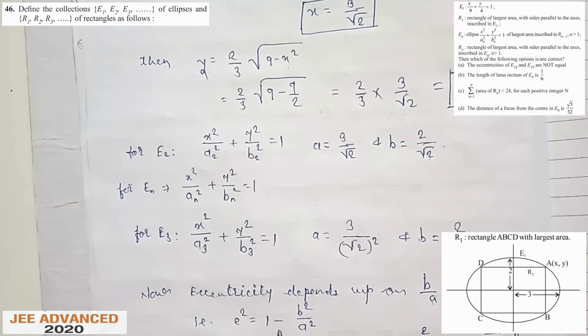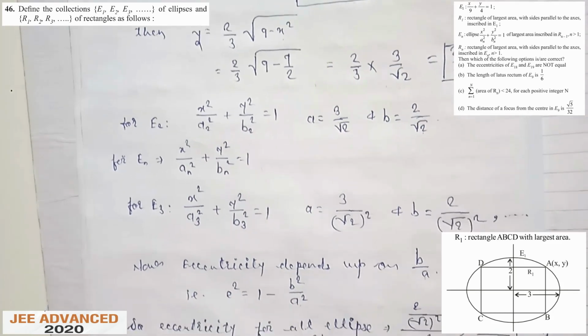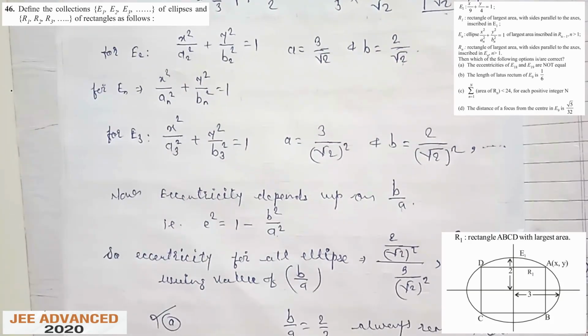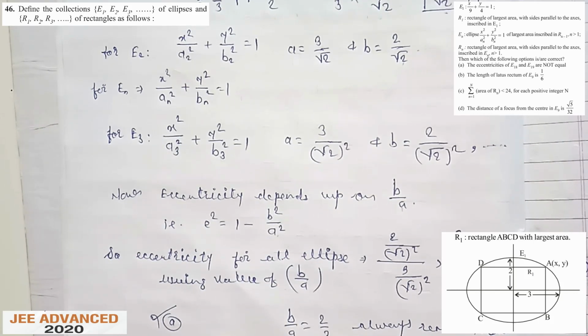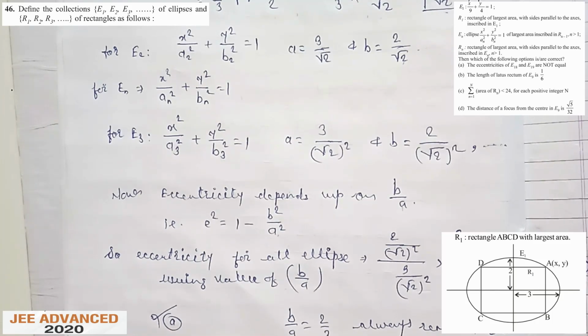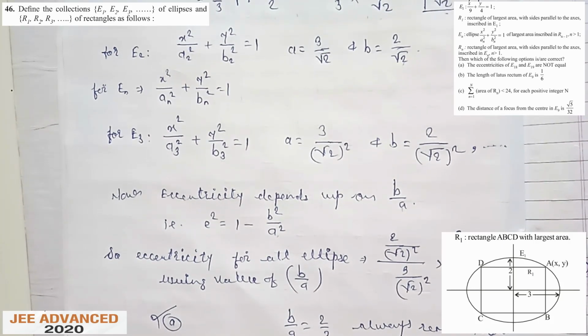So eccentricity depends upon b by a. We cannot directly find the eccentricity for the E19th term or the E18th term. For that you have to visualize what the first eccentricity is coming, what the second eccentricity is coming, what the nth eccentricity is coming. It is quite difficult to find the eccentricity for the nth term directly, so for finding the eccentricity, you have to visualize what we have been given and how we can form the eccentricity of the first, of the second, and of further terms.